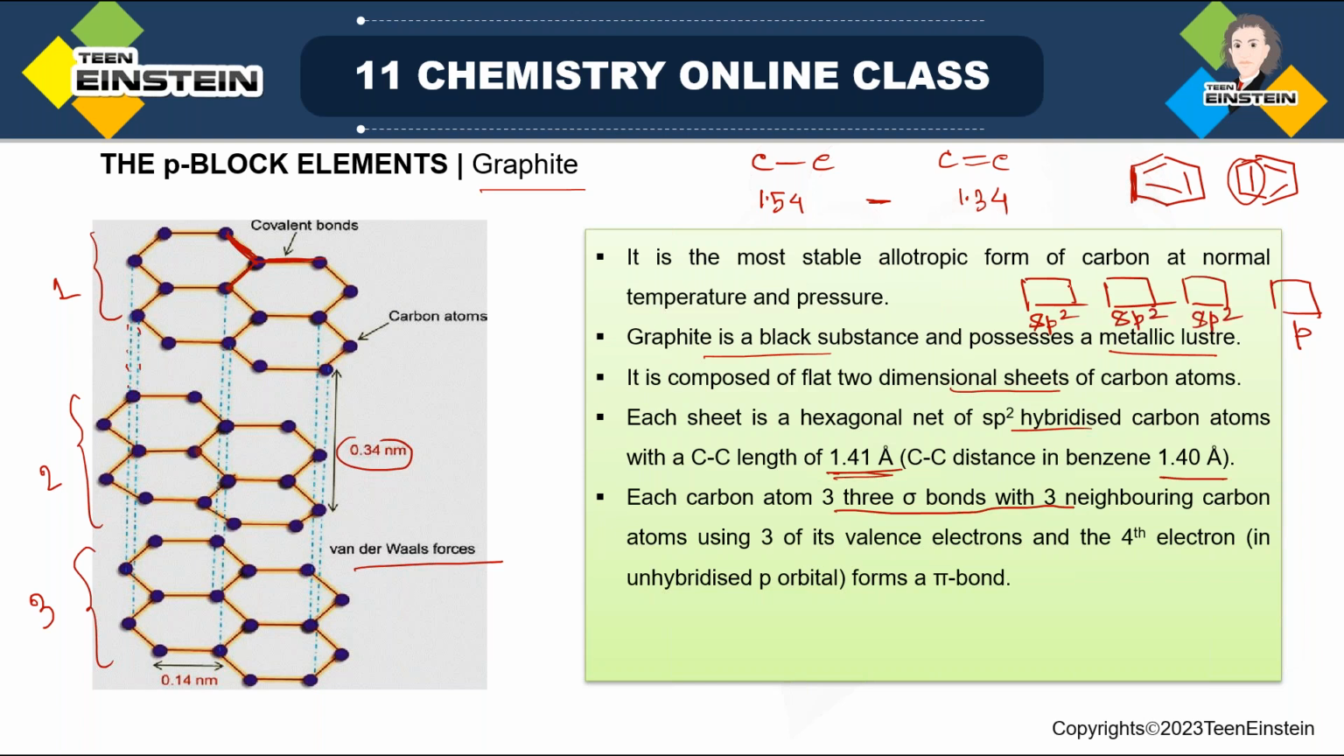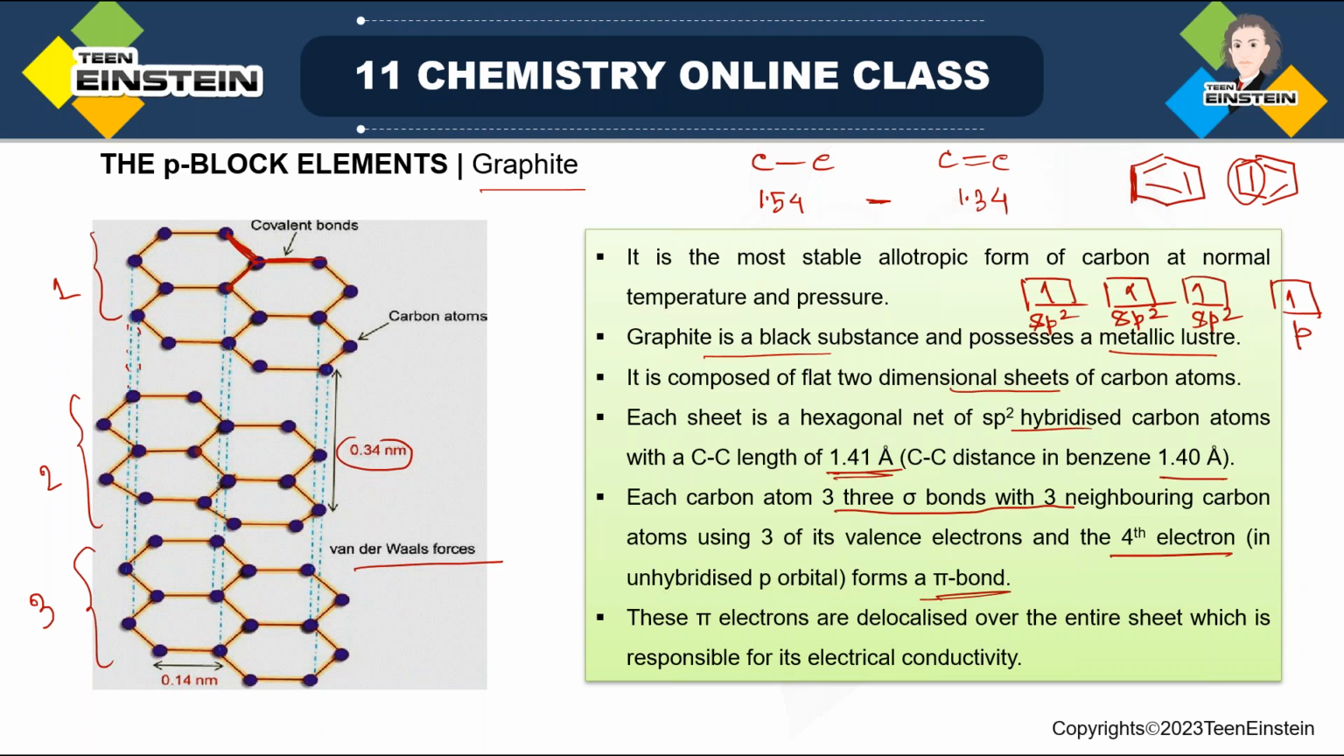Now this sp2, the 3 electrons will be used for bond formation with 3 other carbons, and all these are sigma bonds. But there is also one more electron, which is in a pure p orbital or unhybridized p orbital. So this 4th electron will be forming a pi bond, right? And this electron is also comparatively free. Compared to the other 3 electrons present in sp2 forming 3 sigma bonds, this 4th electron is comparatively free. It is loose. So these pi electrons can be delocalized over the entire sheet.